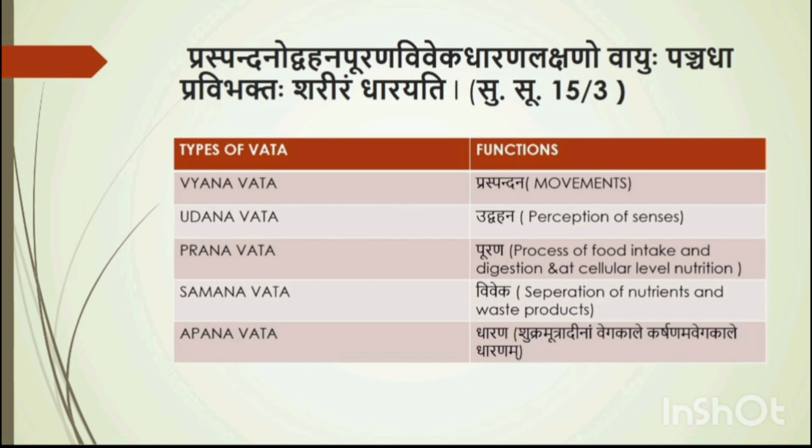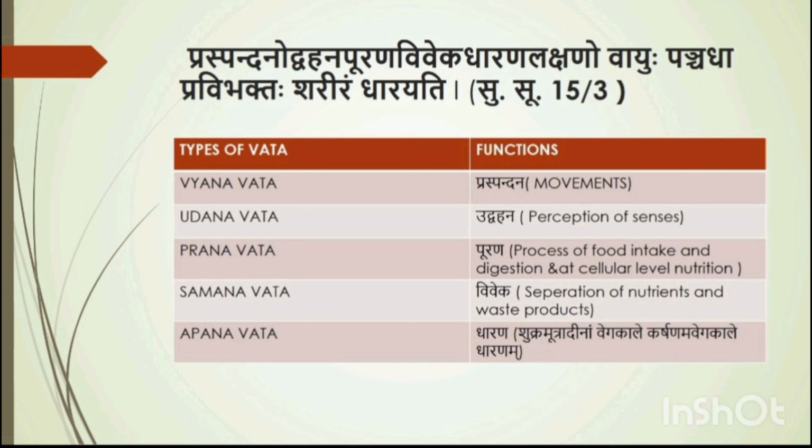According to Sushruta, the karma of Vata Dosha, the sloka goes like this: Praspandana Udvahana Purana Vivega Dharana Lakshano Vayuhu Panchadha Pravibhaktaha Shariram Dharayeti. So it mentions the five types of Vata as well as their functions. For Vyana Vata, it is Praspandana, that means movements of our body. Next is Udana Vata. What is the function of Udana Vata? It is Udvahana, easy to remember. Udvahana means perception of senses.